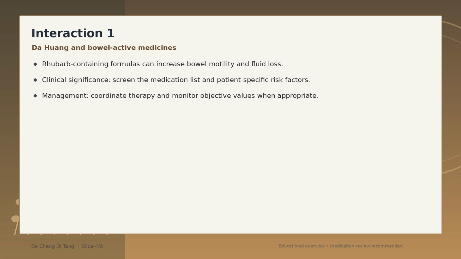Persistent abdominal pain or bleeding should not be treated simply as constipation. In practice, ask what prescription drugs, over-the-counter products, supplements, alcohol, caffeine, and other herbal formulas the person uses. A multi-herb product can create several overlapping mechanisms at once, so medication reconciliation is a core safety step.